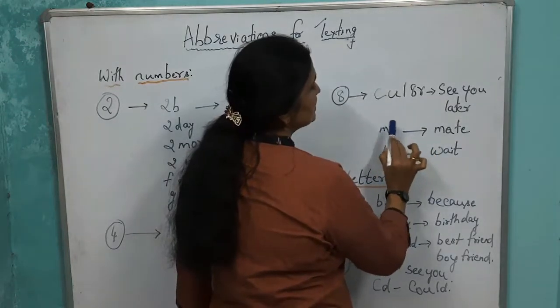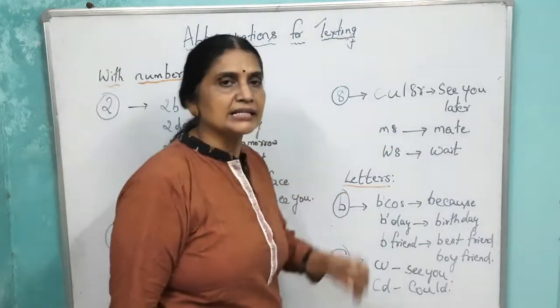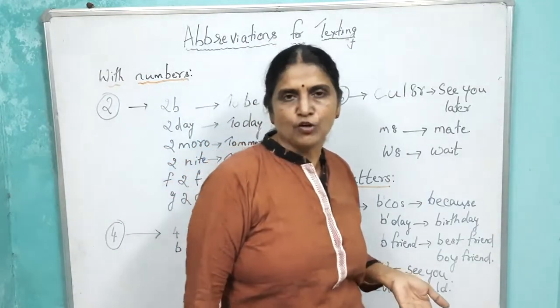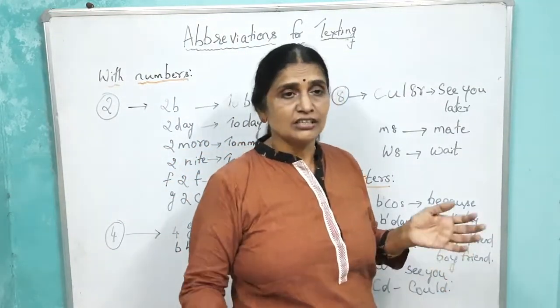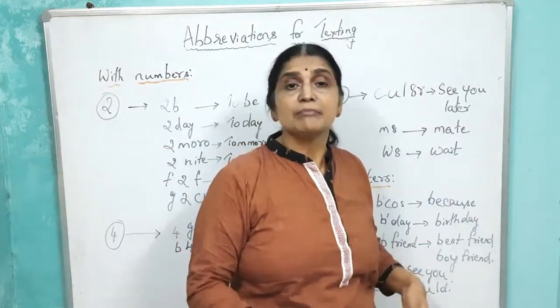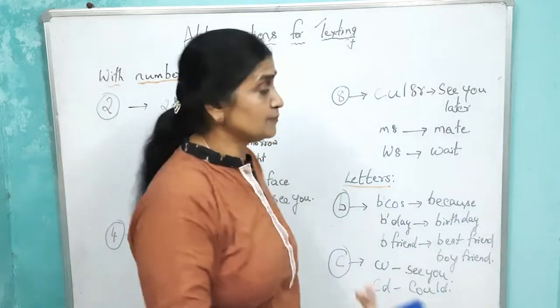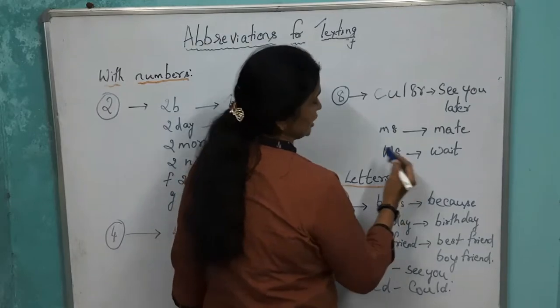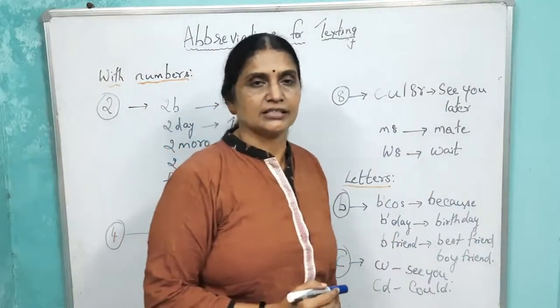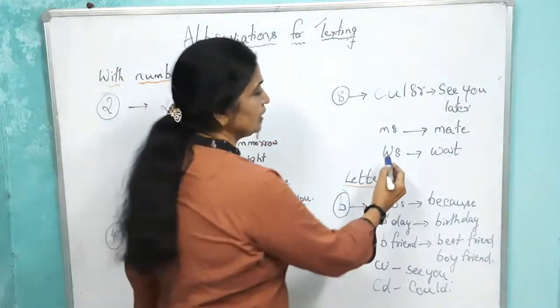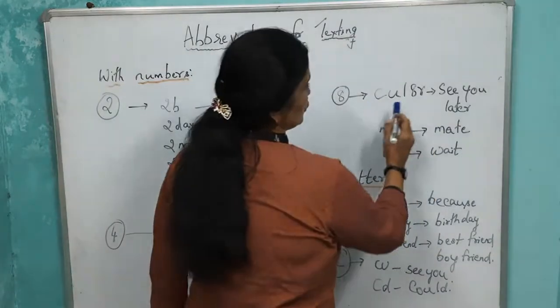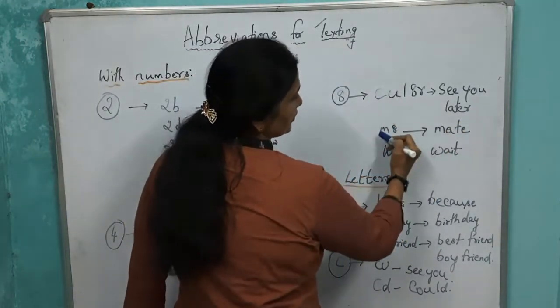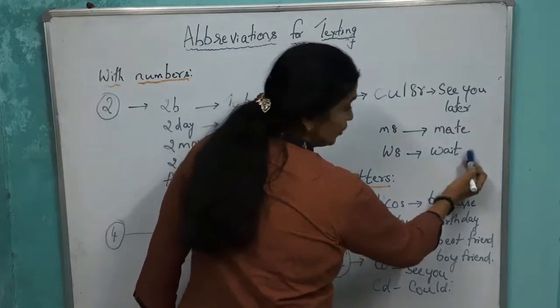So mate is like a classmate. And in British English, you can even say soulmate, classmate. You understand? So, mate. Now W8, wait. You wait there. Okay, wait. So, see you later, mate, and wait.